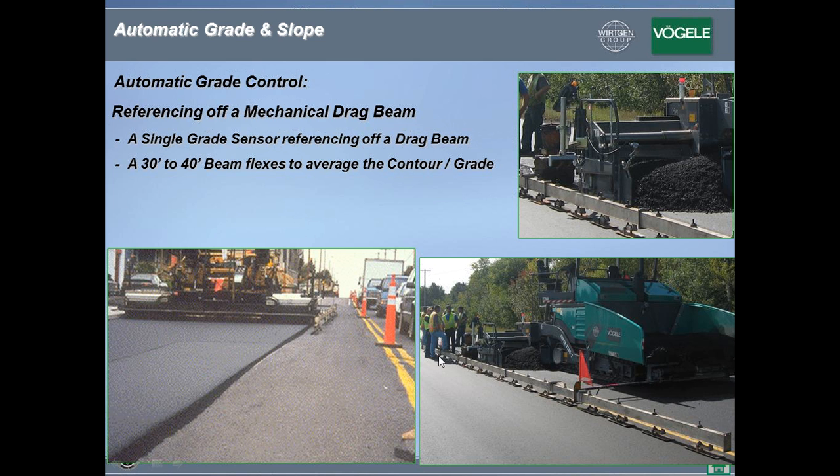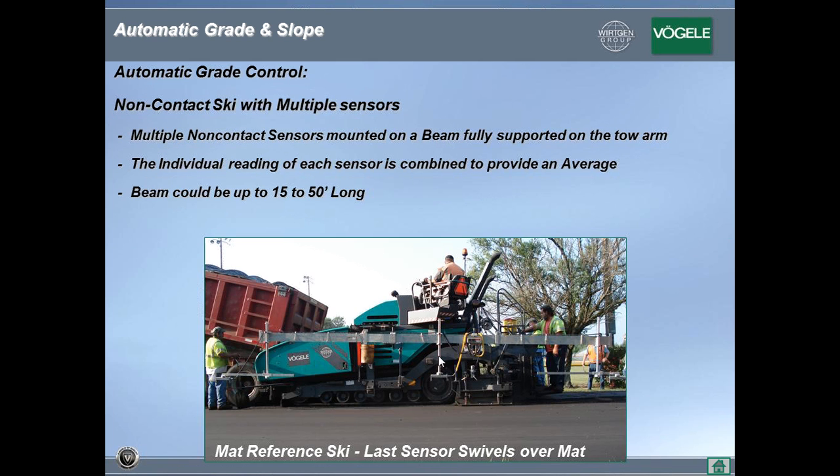You have today non-contact skis, where the beam is attached to the tow arm, and then you have the same joint matcher type sensor, whether it's 3 or 4, depending on whose sensor it is, measuring the distance at each point and then creating an average, to give you your final average point to maintain your smoothness. These beams could be, depending on whose, anywhere from 15 feet to 50 feet long, and depending on the state, you could require 30 to, I see as long as 60 feet long in some cases. So those are your non-contact averaging skis.